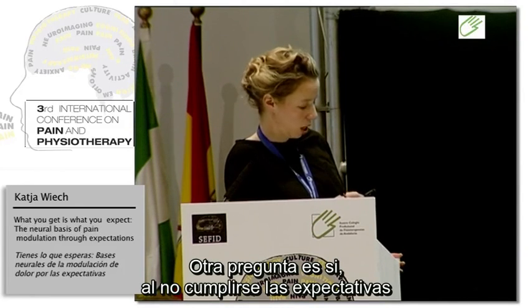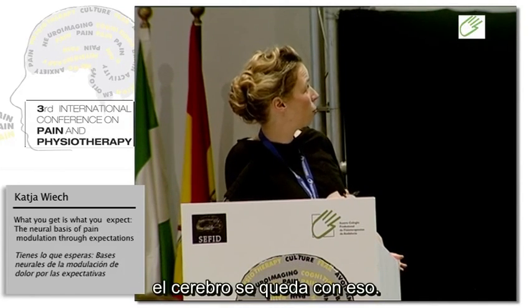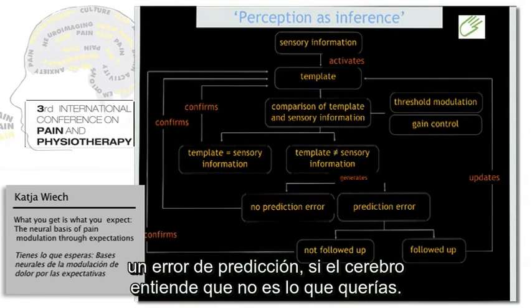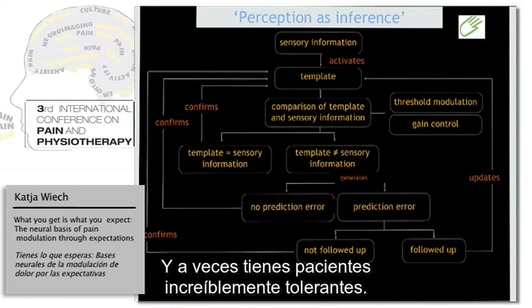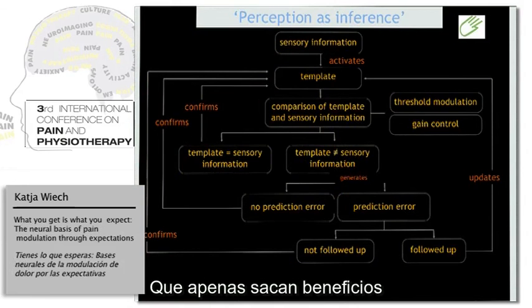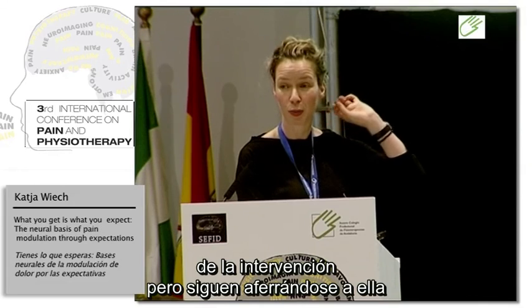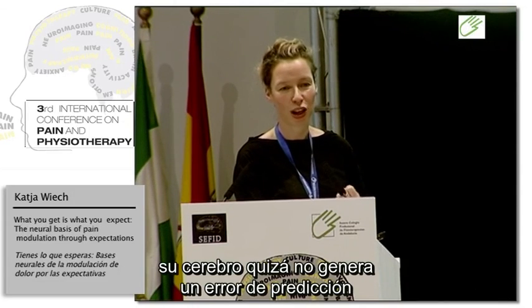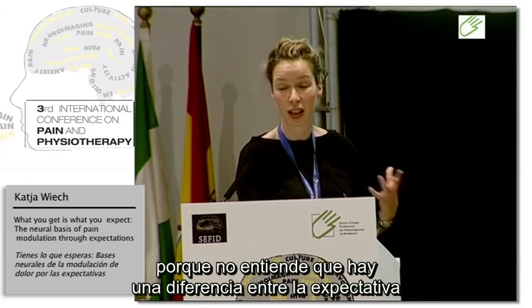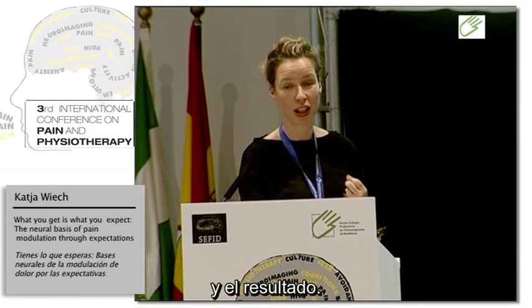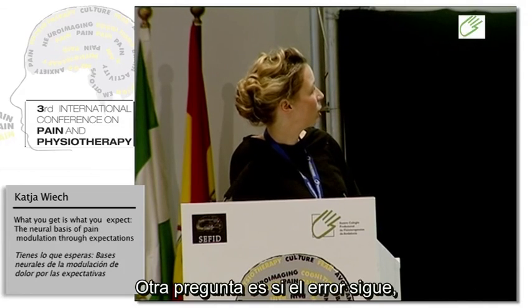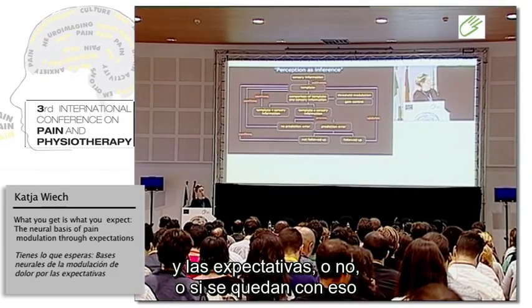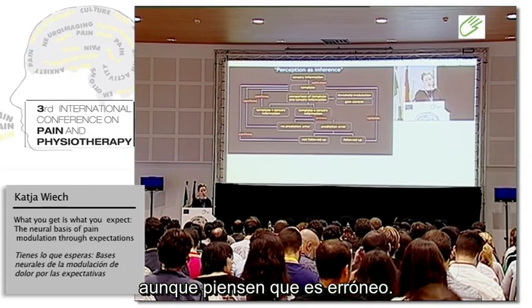And then the question is, if it doesn't meet the expectations, does the brain pick up on that? So do you generate this prediction error? Does the brain understand that that's not what it wanted? And sometimes you also get these patients who are incredibly tolerant, who rarely get any benefit out of the intervention, but they would still hold on to it simply because maybe their brain doesn't generate a prediction error because it doesn't understand that there's a difference between the expectation and what they get. So that is another option we haven't spoken about. And then the question is the prediction error followed up? Do they update their template or their expectations, or is it not followed up, and would they hold on to it even though they think it's not right?